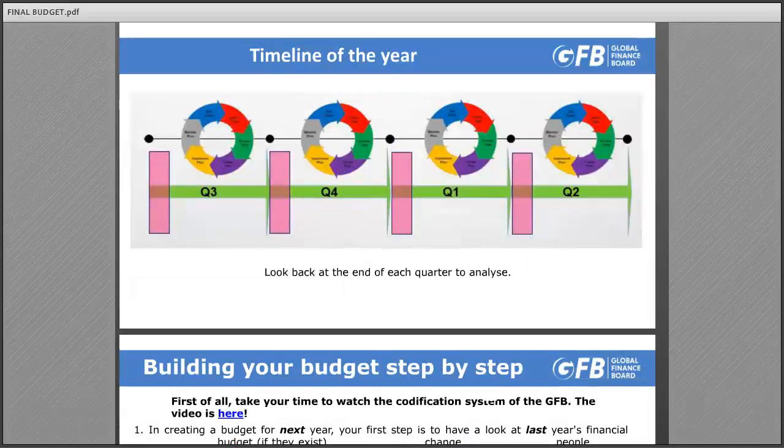The timeline of the year doesn't have too much mystery. Remember to look back at the end of each quarter to analyze how it has been. Remember that in the last part of the webinar we will also see some tools that we can use to analyze our budget.